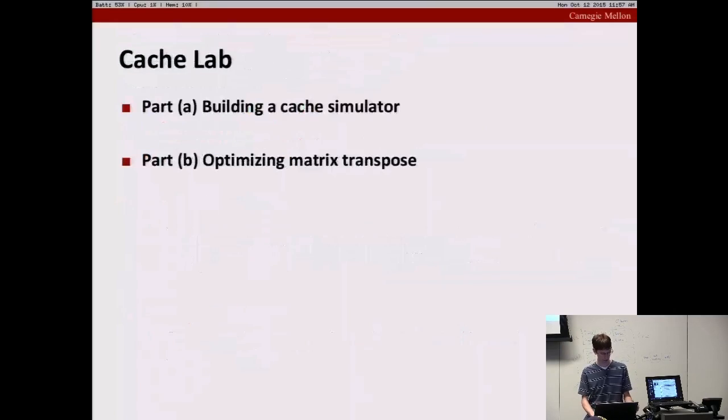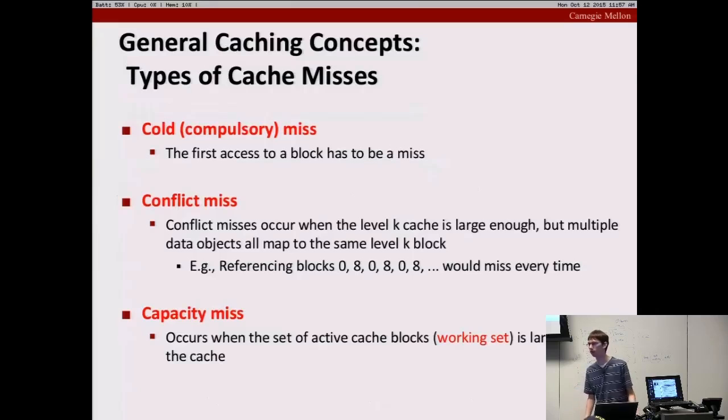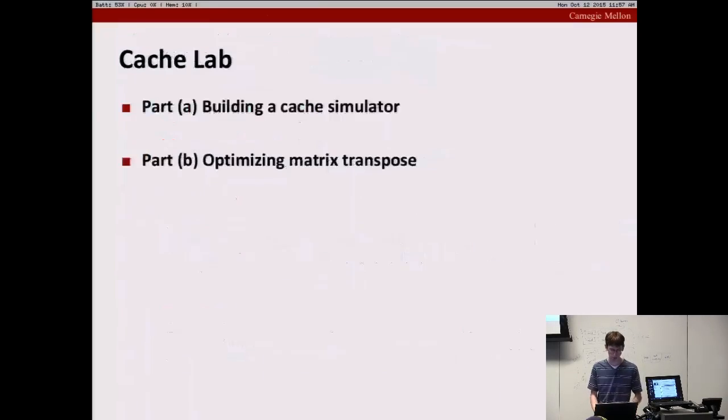Okay. So any questions about caches so far? None? Okay.